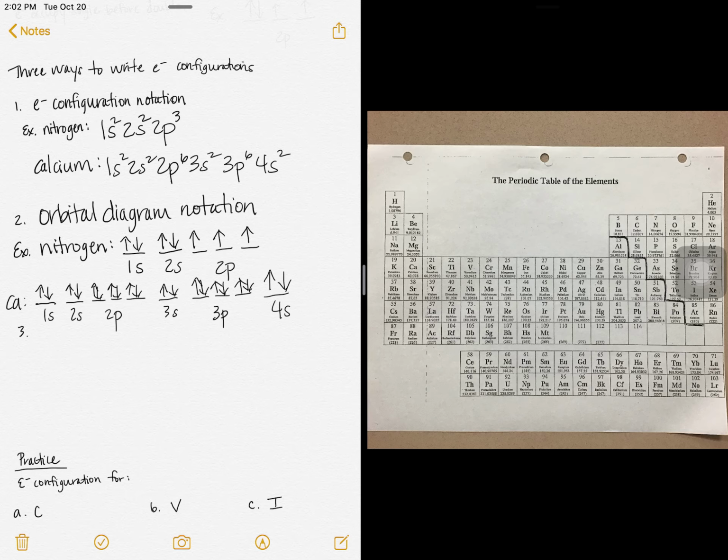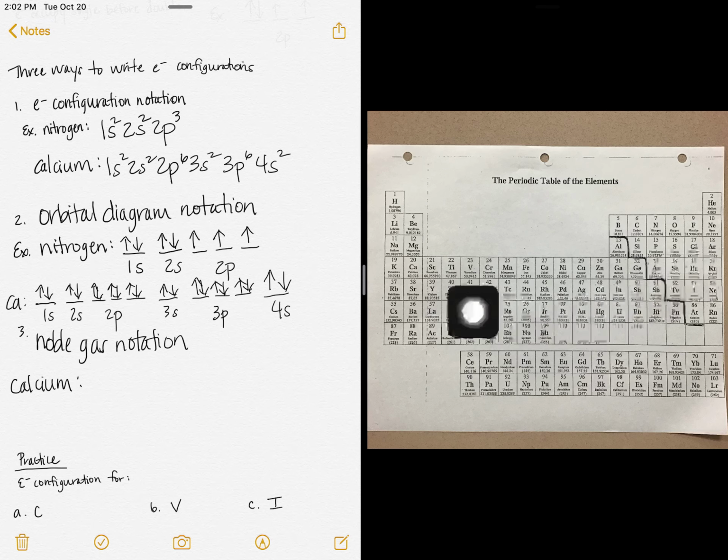And then the third way to write electron configurations is kind of a shortcut. It's called the noble gas notation or configuration. Okay, and so the way the noble gas configuration works is like this. So I'm going to use calcium as my example in this one.